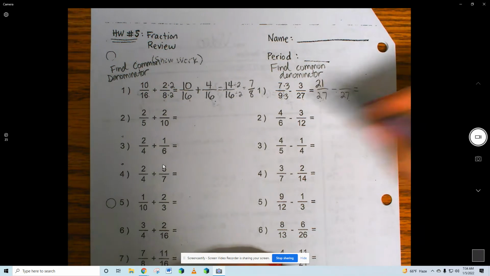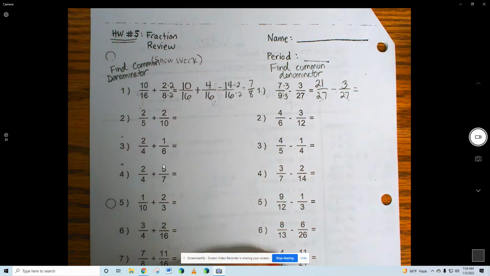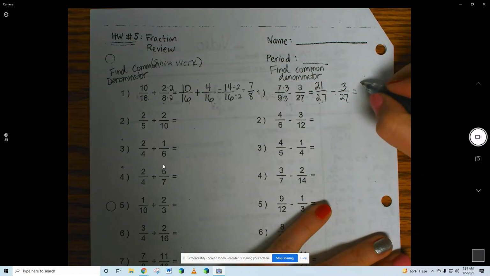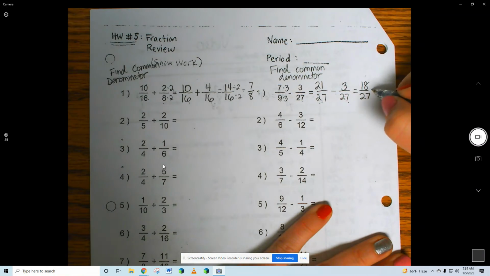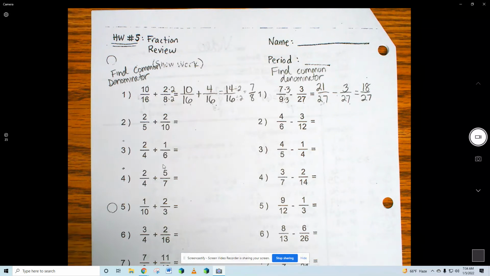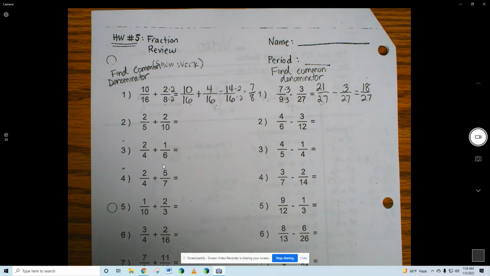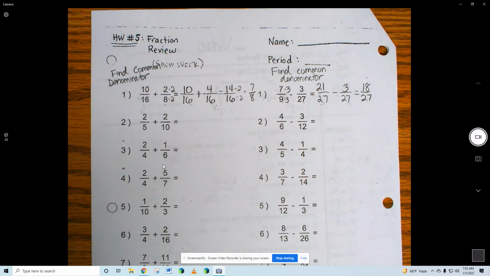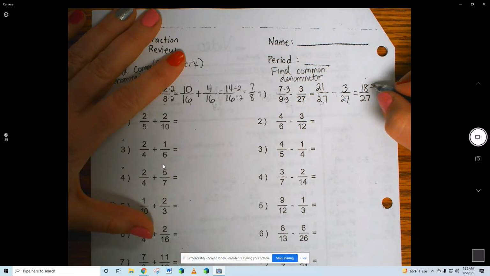Minus 3/27. Oh, it's already done. 3/27. Great. 21/27 minus 3/27 is 18/27. Subtract. 21 take away 3. Simplify, please. What goes into 18 and into 27? What's a small number? 3. Thank you.